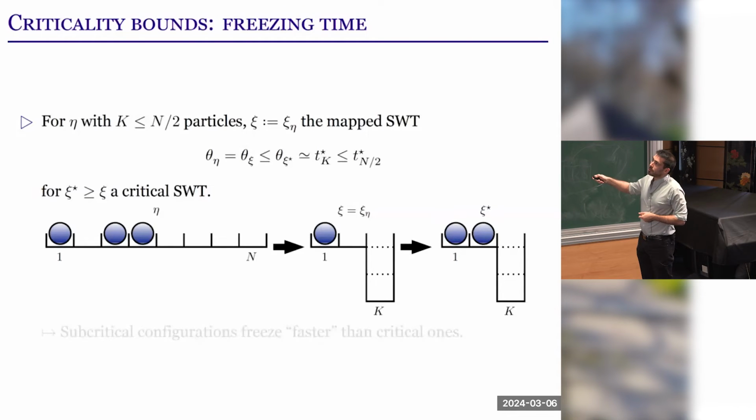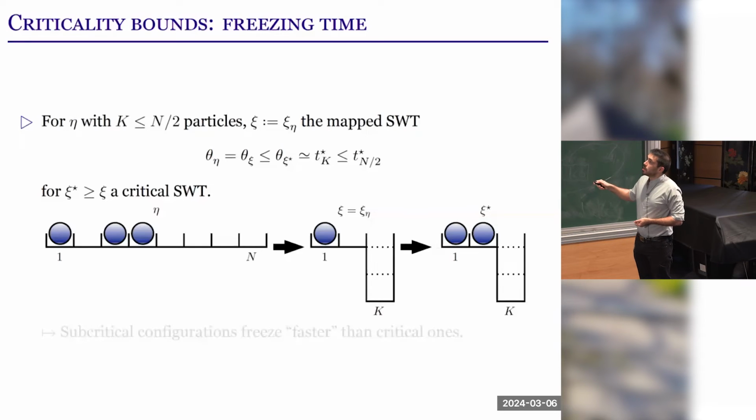So now consider a subcritical configuration for the FEP. Okay, so this configuration has less than half of its sites occupied. Well, you can map it to a SSEP with traps, psi eta, using the previous mapping. And you know that the transience time for eta is going to be the transience time for psi. Okay, this is because of the mapping between trajectories. But you know that psi is subcritical as well. So its transience time is going to be lower than a critical configuration for the SSEP with traps that you can associate with it.